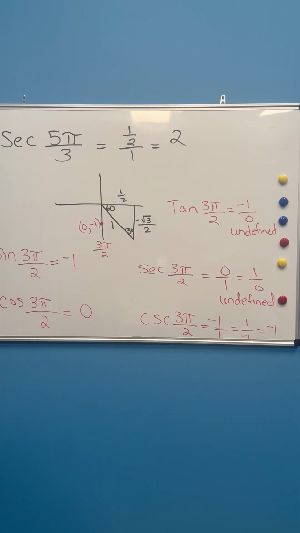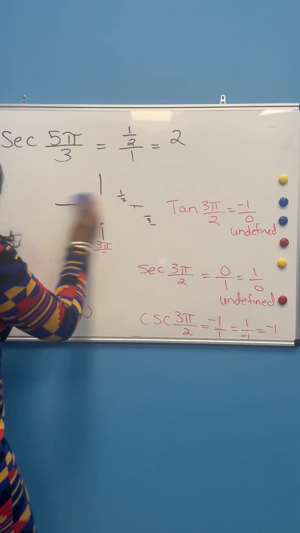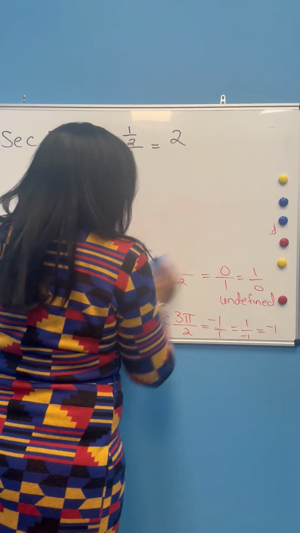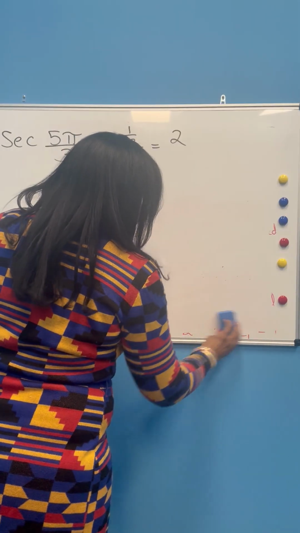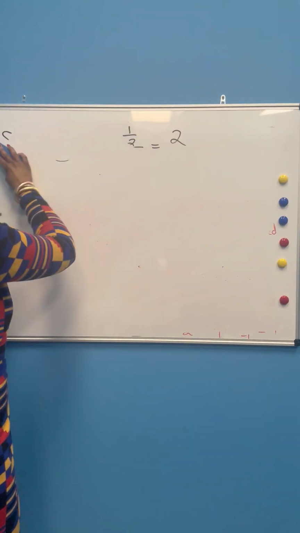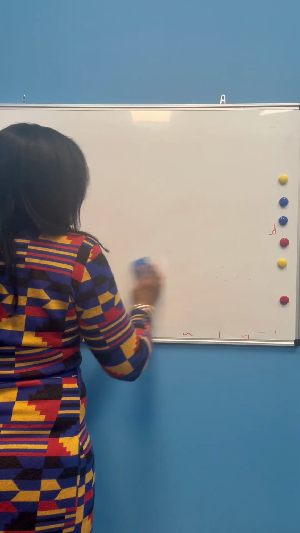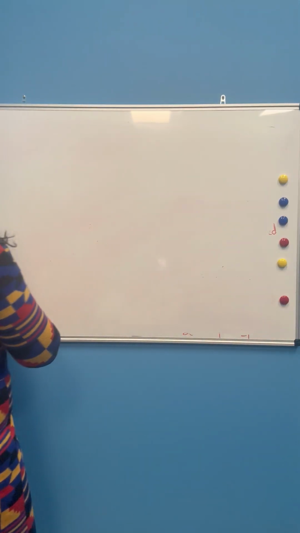All right, so now we'll move on to cosine of 9 pi over 4. So I will redraw this. And again, you can pause the video, try to find it on your own, and then come back and check your answer.